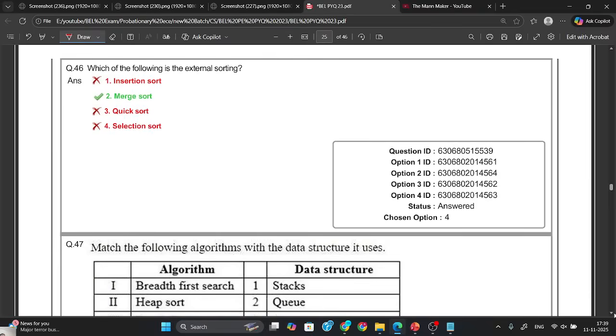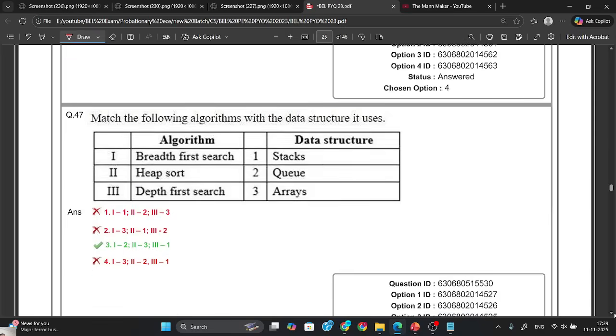Which of the following is an external sorting? So, external sorting. If we talk about sorting, this merge sort we have is related to external sorting. This is internal, this is also internal, this is also internal. So option B is your right answer.